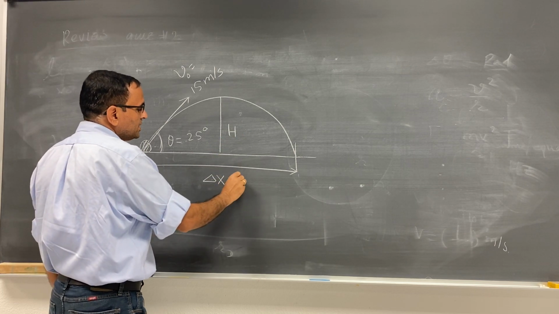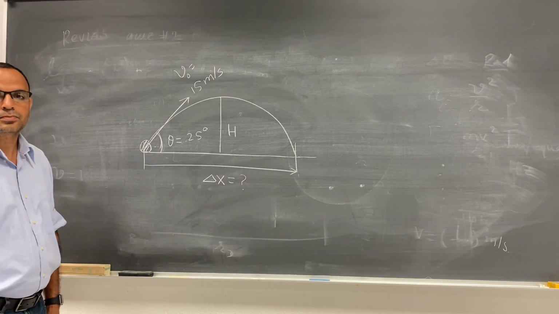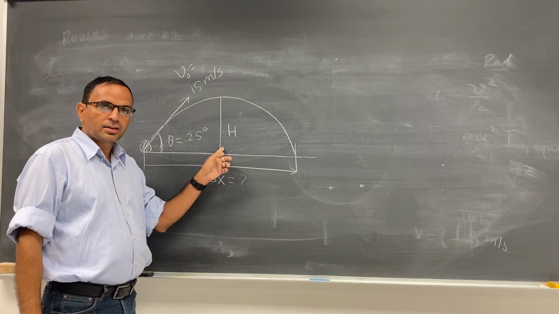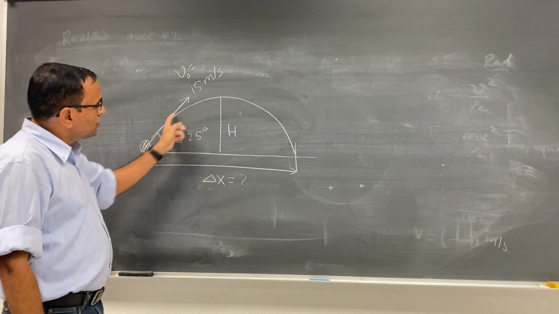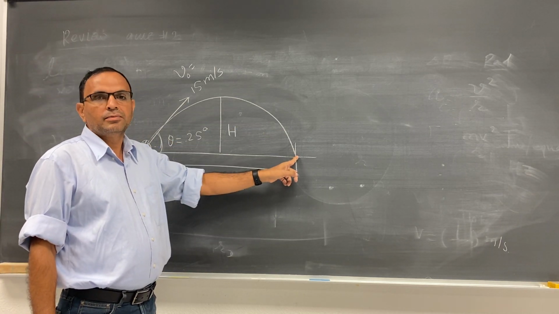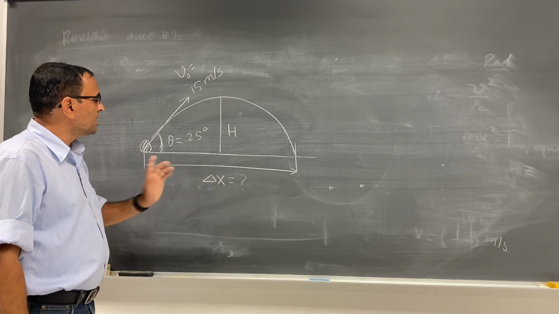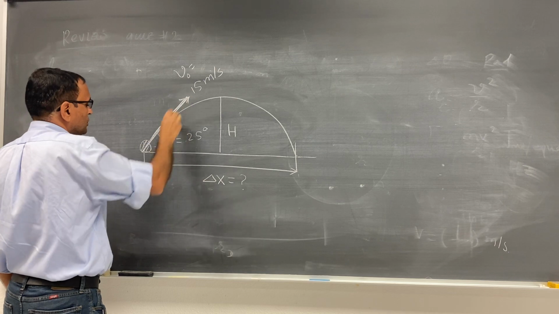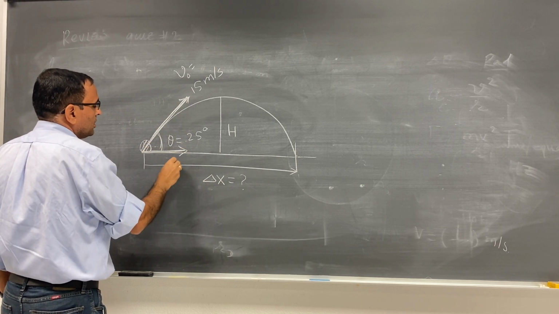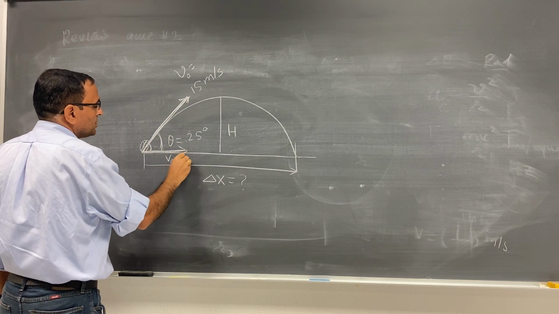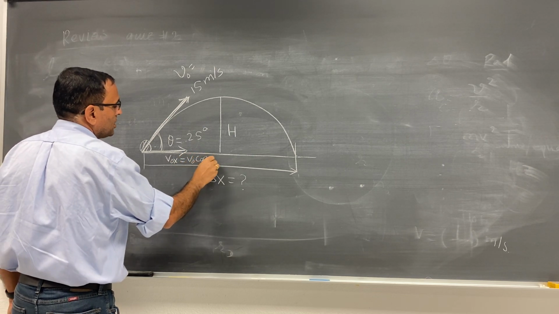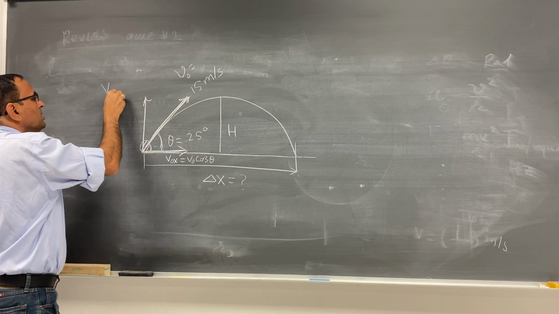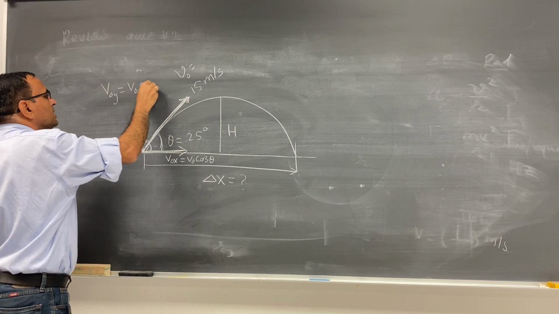Now the question here is, what is delta x? We call it the horizontal range. This is called the maximum height, and the time to go from here to there is called the time of flight. But my concern here is, what is delta x? Look, this is your v0. It has two components. One component is v0x, which is v0 cosine theta. And another component is v0y, which is v0 sine theta.